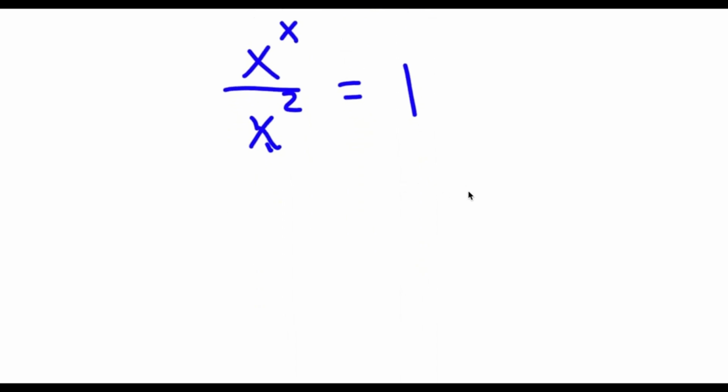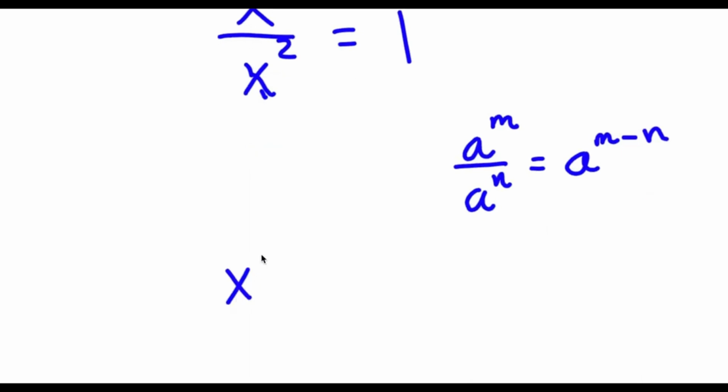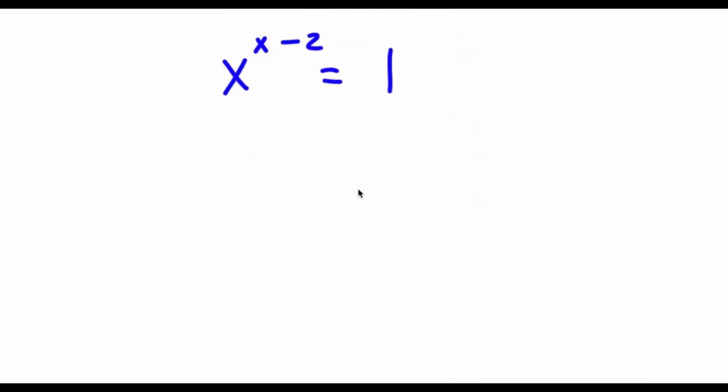Now, if I have something in the form a to the power of m over a to the power of n, this is equal to a to the power of m minus n. So in this case, x to the power of x over x to the power of 2 is going to equal x to the power of x minus 2, which is equal to 1. Now I'm going to take the natural log, or ln, on both sides. So now I have ln x to the power of x minus 2 is equal to ln 1.